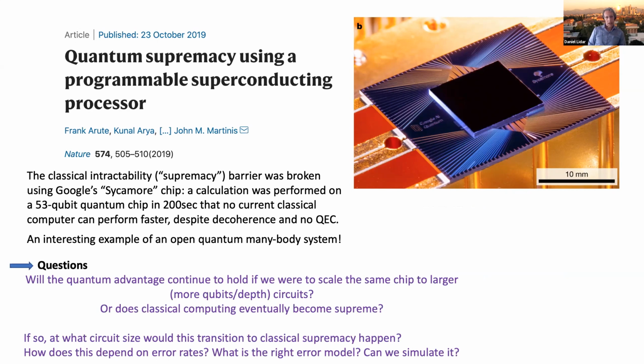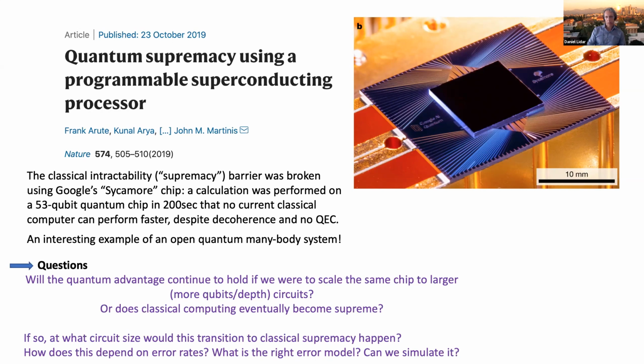The work does raise a lot of questions, and here are some of the questions that I'd like to ask and start to answer in this talk. So will the quantum advantage that was demonstrated continue to hold if we were to scale the same chip to larger circuits, that is more qubits and larger depth? Or is it actually the case that classical computing takes over if you were to do that? And if classical computing does become supreme at larger sizes, then what are the circuit sizes at which this transition to classical supremacy would happen?